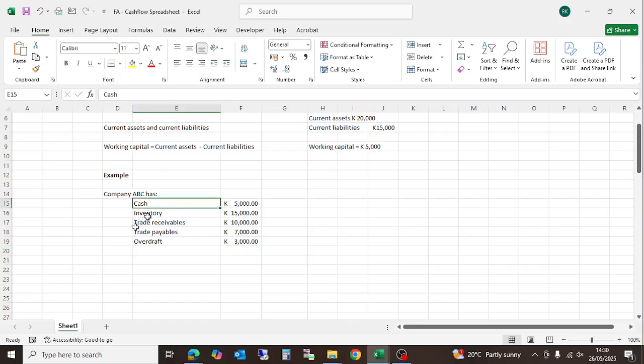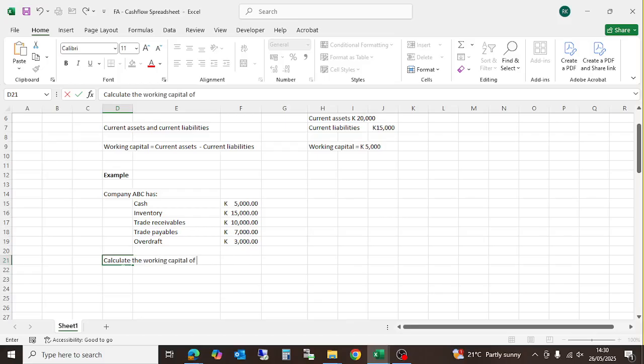Okay, so this is the information that our question has. Company ABC has cash of 5,000 kwacha, inventory of 15,000 kwacha, trade receivables of 10,000 kwacha, trade payables of 7,000, and an overdraft of 3,000. Now the question is: calculate the working capital of company ABC.